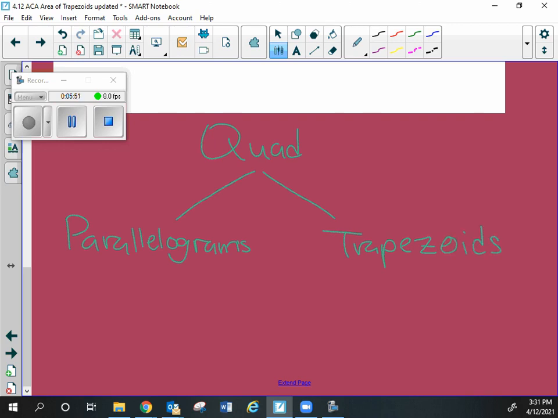Yes, ma'am. Parallelograms have two sets of parallel sides, and trapezoids only have one. Very good. Okay, so let me draw those shapes for each one. So a parallelogram, there's many varieties of them. Trapezoids.